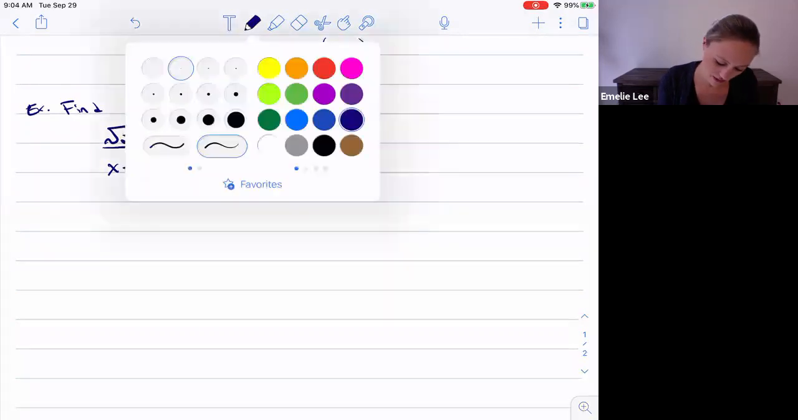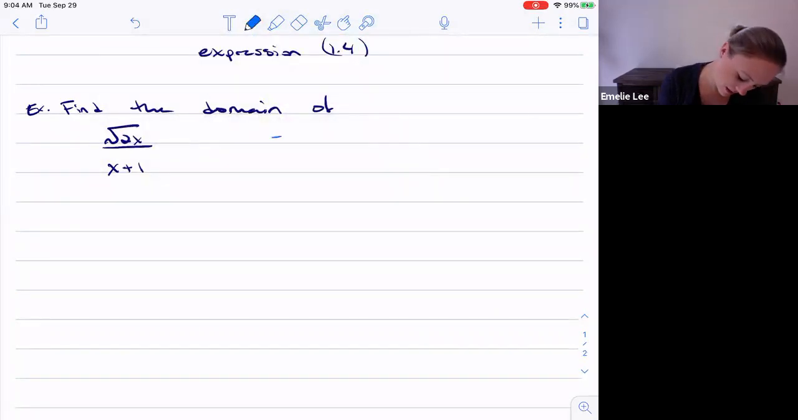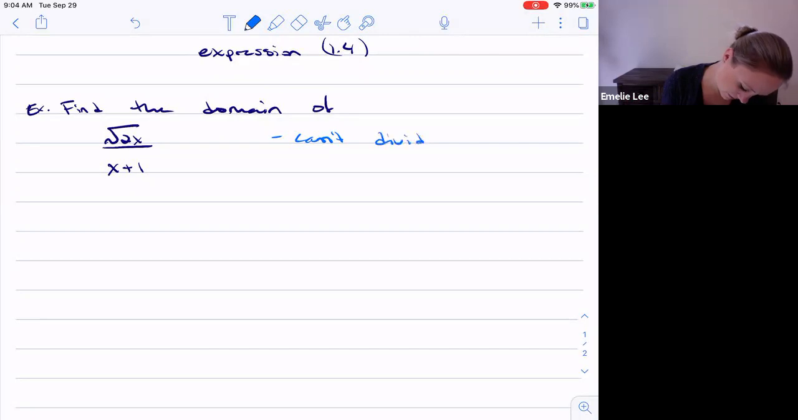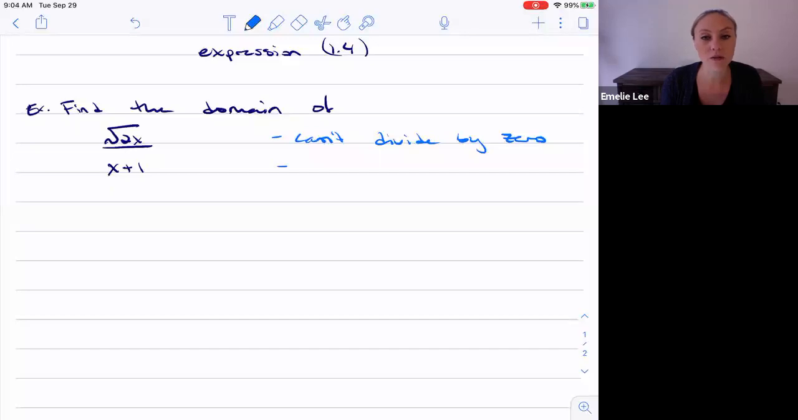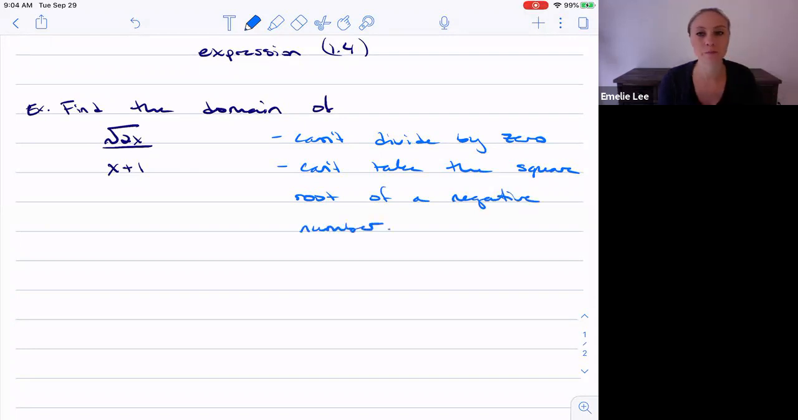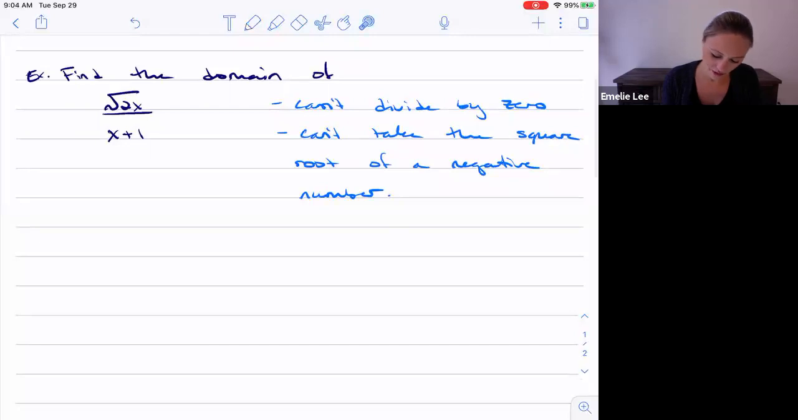So what are some things that we have to remember for the domain? Well, the domain is all the possible x values that we can put into this equation, or this expression. So we can't divide by zero. And we can't take the square root of a negative number. Those are some things that we have to keep in mind.